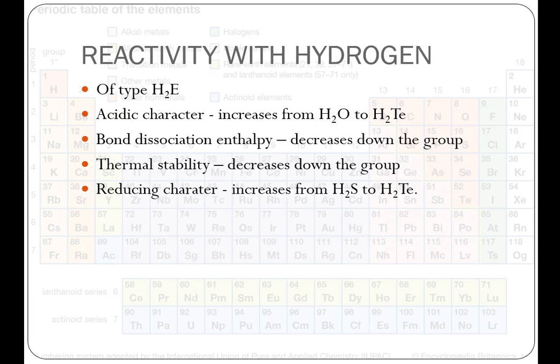Reactivity with hydrogen. All the elements of this group form hydrides of type H2E. Their acidic character increases from top to bottom. This is because the bond dissociation enthalpy decreases down the group. Due to the decrease in bond dissociation enthalpy, thermal stability also decreases down the group. And that's why reducing character increases down the group.